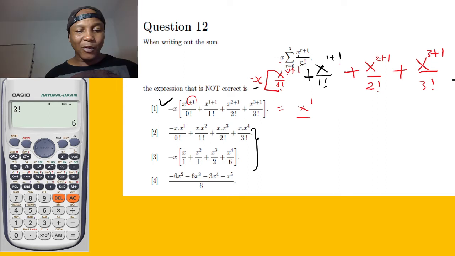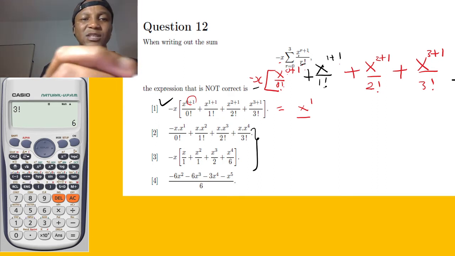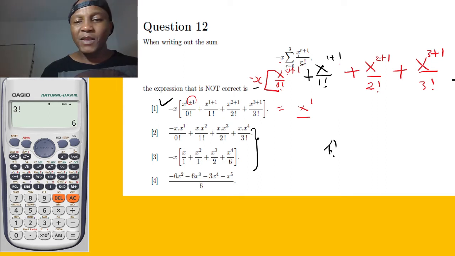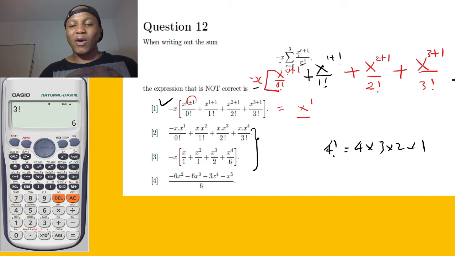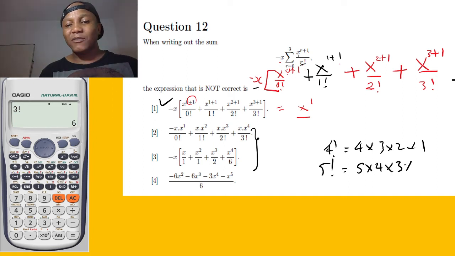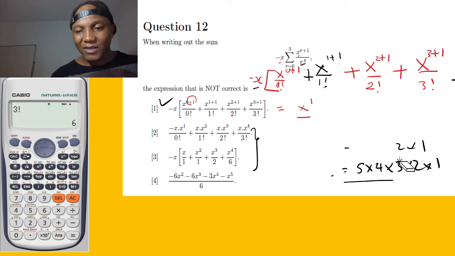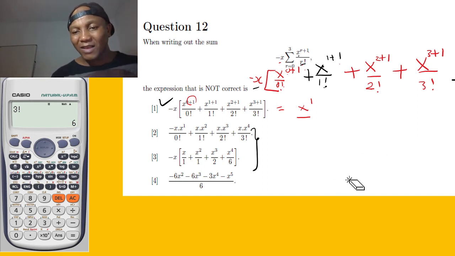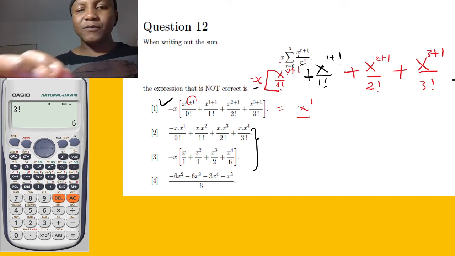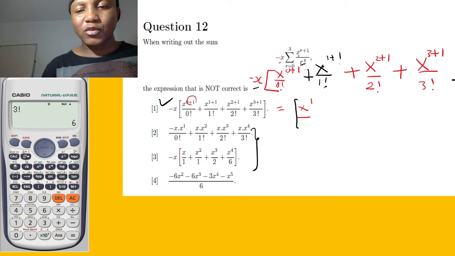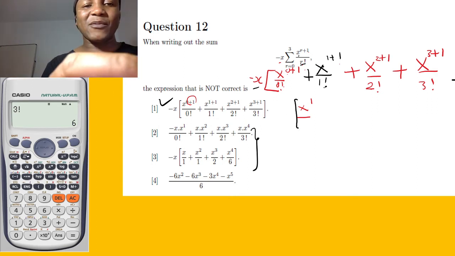Now the question is, how do I know? Let me explain quickly before we continue the question. Look, if somebody says 4 factorial, 4 factorial means 4 times 3 times 2 times 1. You go back to number 1. If somebody says 5 factorial, it means 5 times 4 times 3 times 2 times 1. That's how you identify the factorial. So we're going to have to simplify this and see which is going to be the answer among those. Okay, now we go. So bracket, and here on the outside we have negative x.